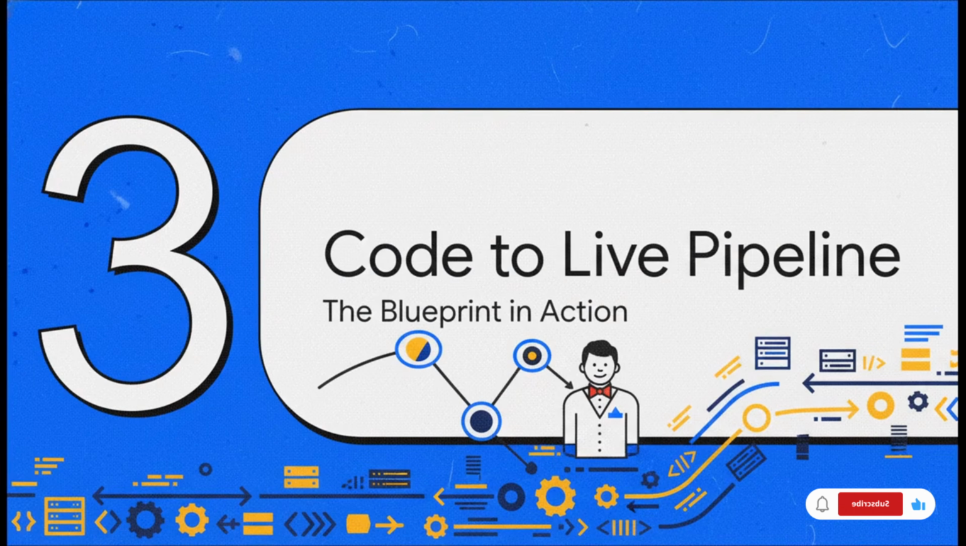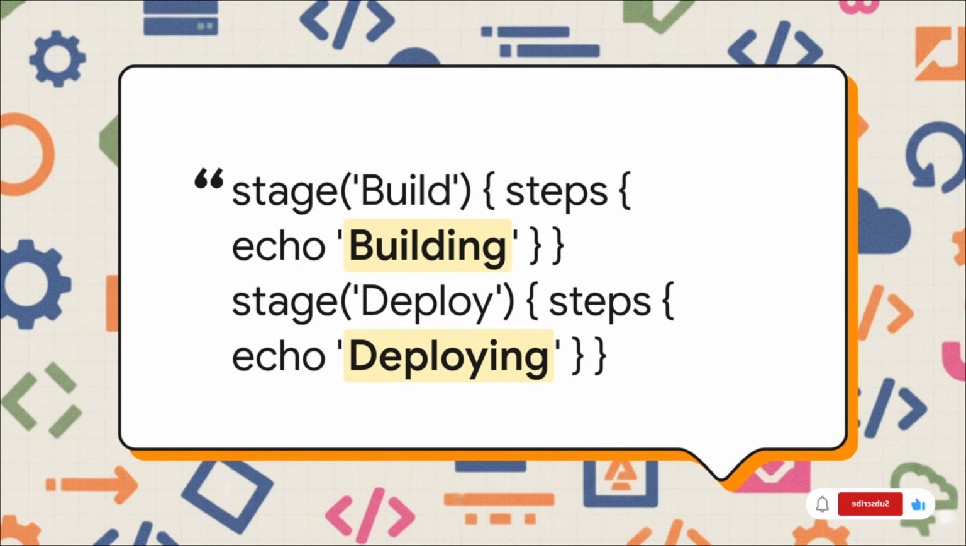Okay, that's enough theory. Let's see how this all comes together. What does it look like when this blueprint actually gets built by Jenkins? Okay, so here's a super simple Jenkinsfile. We've defined two stages, one called build and another called deploy. Right now, they each just have a single step that prints a message.